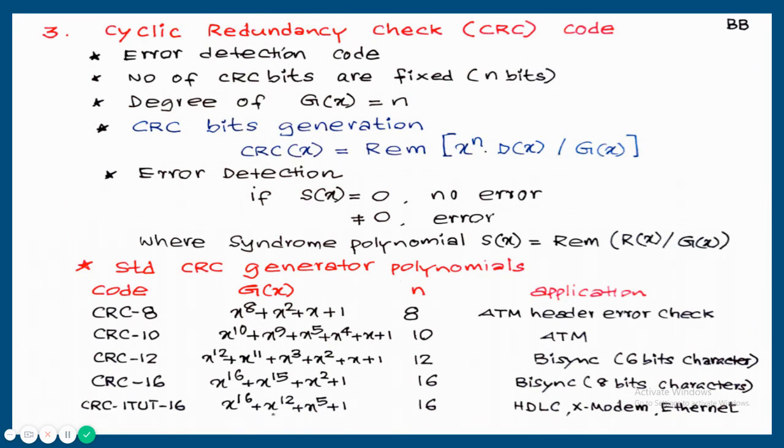Then one of the most common CRC is CRC ITUT16, that is International Telecommunication Union, telecommunication sector. There the polynomial is x raised to 16 plus x raised to 12 plus x raised to 5 plus 1, 16 CRC bits.